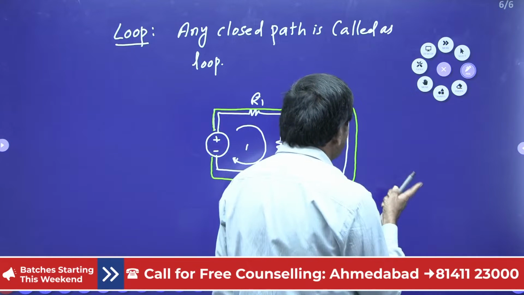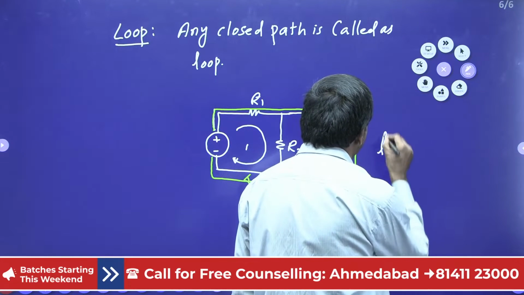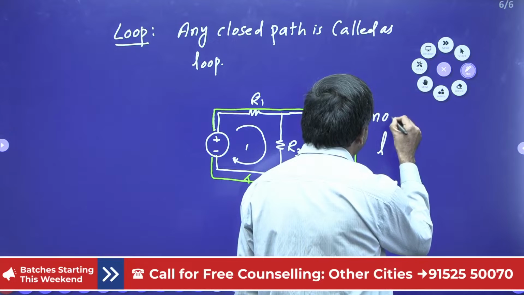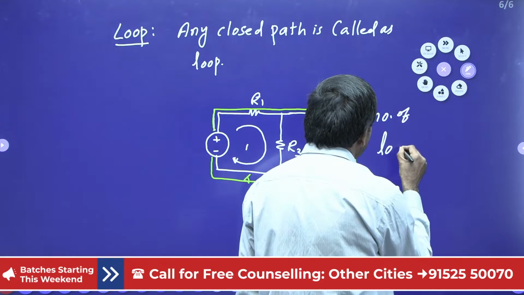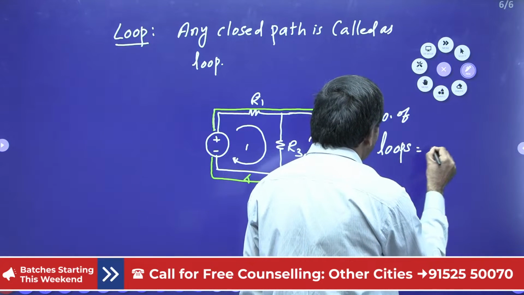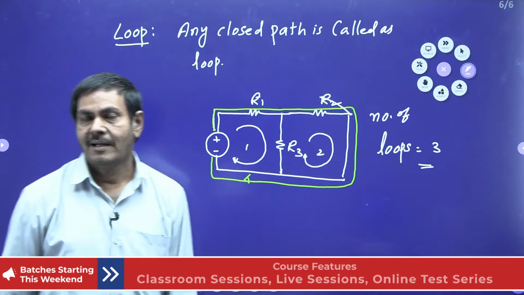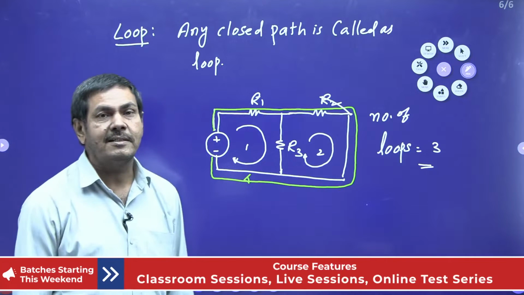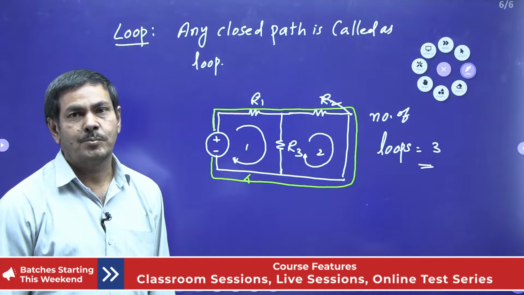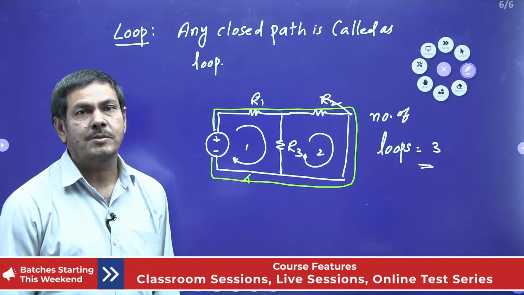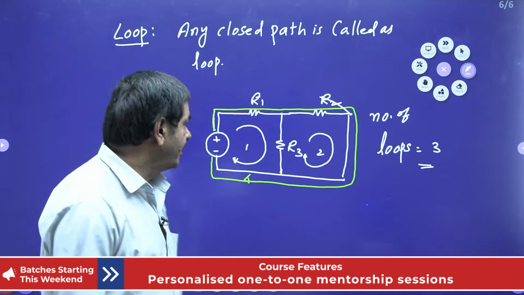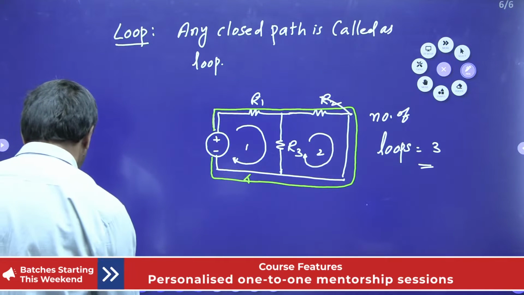So we can say the number of loops equal to 3 only is possible. That many loops you can form. I think you followed what the definition of the loop is and how to find the number of loops from the given network. Next level, we can go there now.